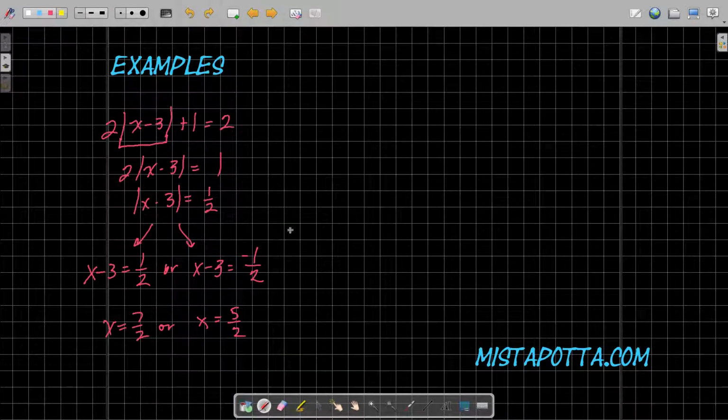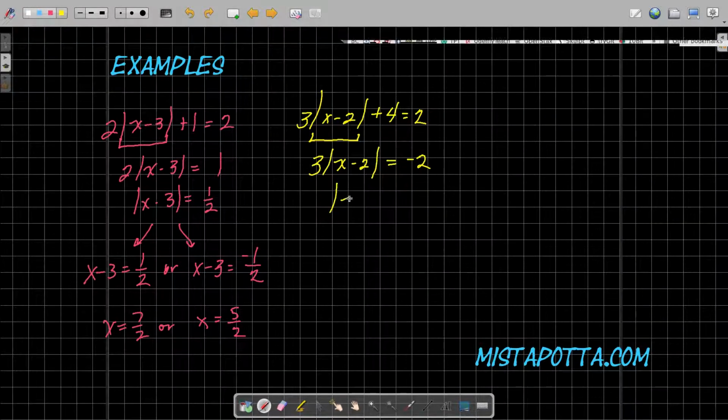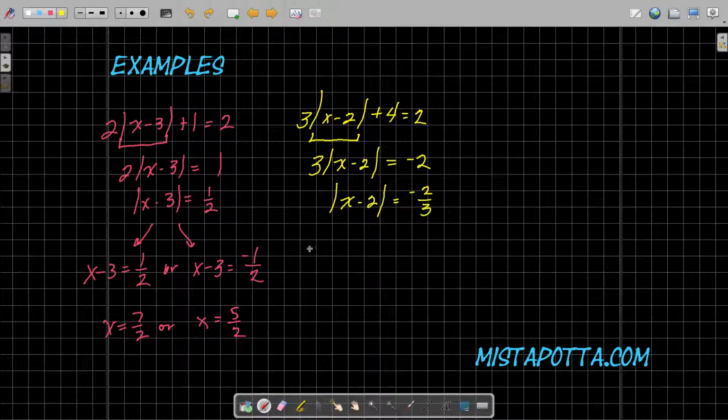So an example where I'm going to have no solution, let's say I've got something like 3 times the absolute value of x minus 2 plus 4 equals 2. And again, trying to isolate this absolute value expression, I'm going to subtract 4 from both sides, and I end up with 3 times the absolute value of x minus 2 equals negative 2, or the absolute value of x minus 2 equals negative 2/3. But keep in mind the absolute value of something must be greater than or equal to 0, it's never going to be a negative 2/3, so we have no solution.